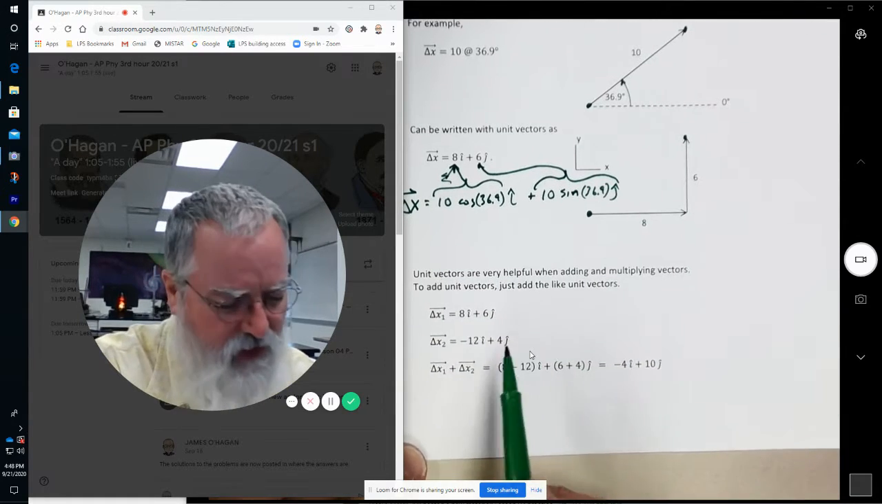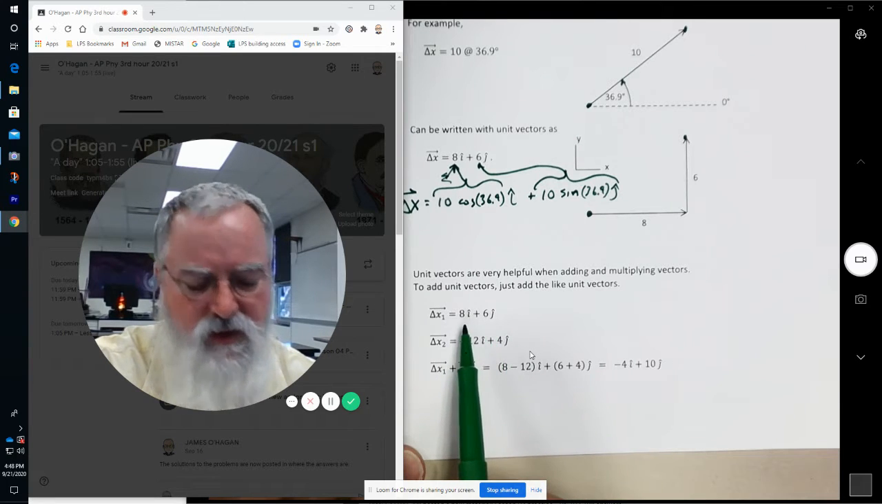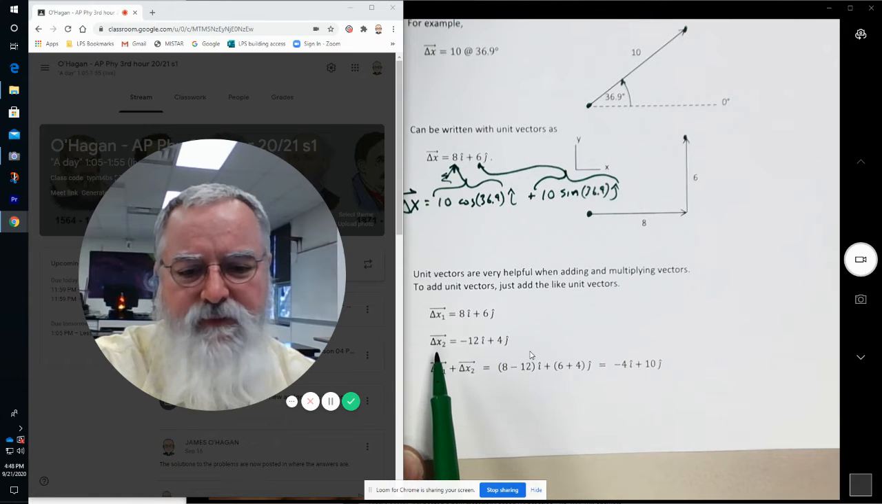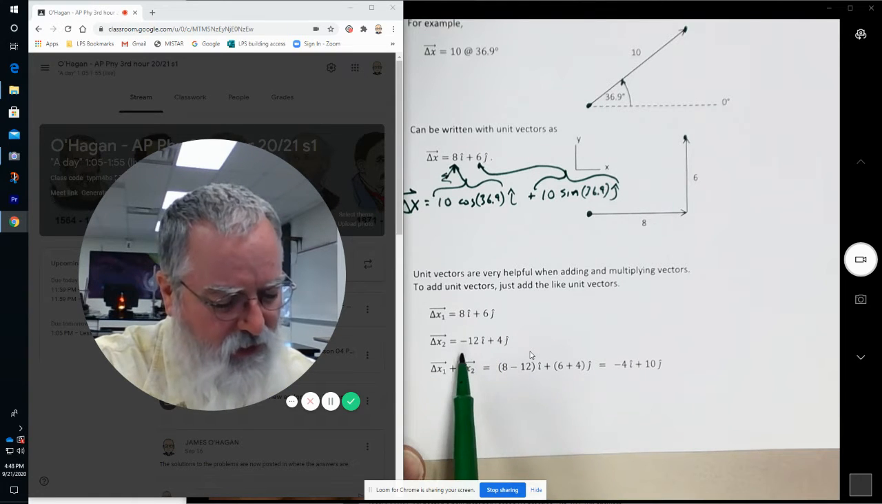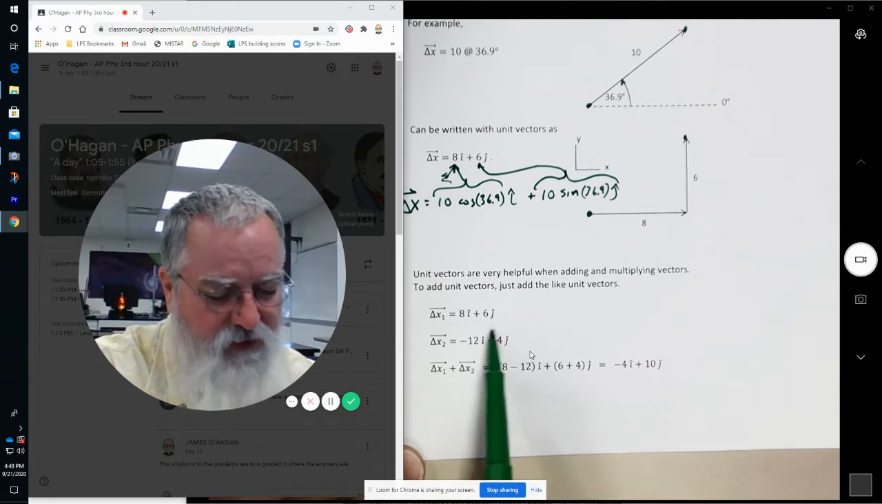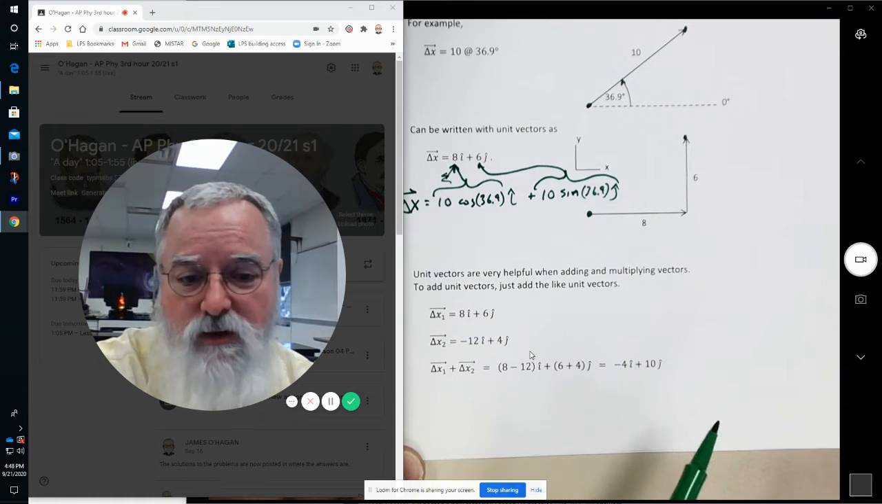So here I've got two vectors in unit vector notation. Displacement 1, 8i plus 6j. So that's 8 in the x direction, 6 in the y direction. Displacement 2, we've got minus 12 in the I direction, 4 in the J direction. Remember, this is a perfectly valid way of specifying a vector now. We're just using what's called unit vector notation.